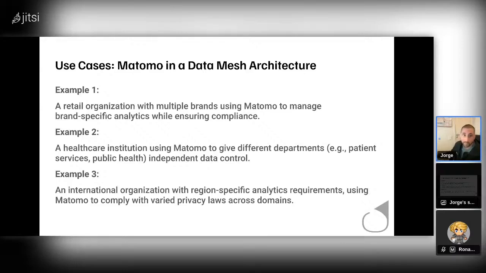And the organization can approach this setup in two ways, depending on its specific needs for data independence, scalability, and compliance. A single Matomo installation with separate analytics environments per brand. In this scenario, the organization uses one Matomo installation but sets up separate websites or measurables for each brand within this installation. Each brand's data is isolated within its own environment, allowing brand managers to view and manage only their brand-specific analytics.